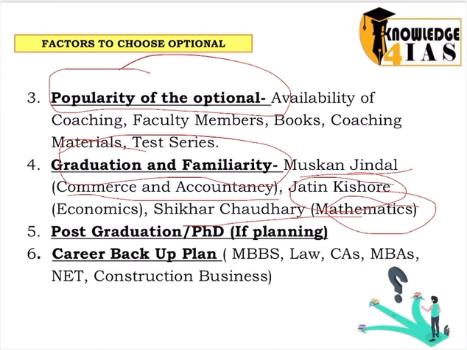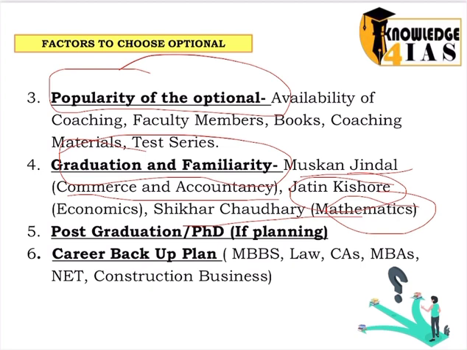Now the fifth factor is post-graduation or PhD. What is the meaning of post-graduation or PhD? It means that there are many aspirants who decide to prepare for this examination after their graduation. After graduation, many people wish to go for UPSC along with their post-graduation. They want to take admission in post-graduation also. Or if they are already PG, they want to go for some kind of research, PhD and all. And along with that, they have to prepare for UPSC also.